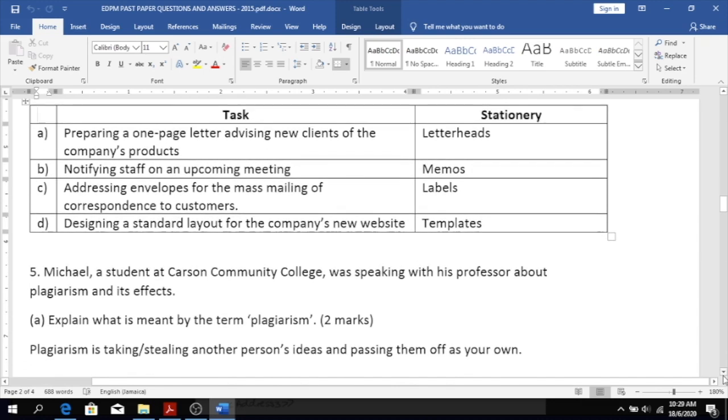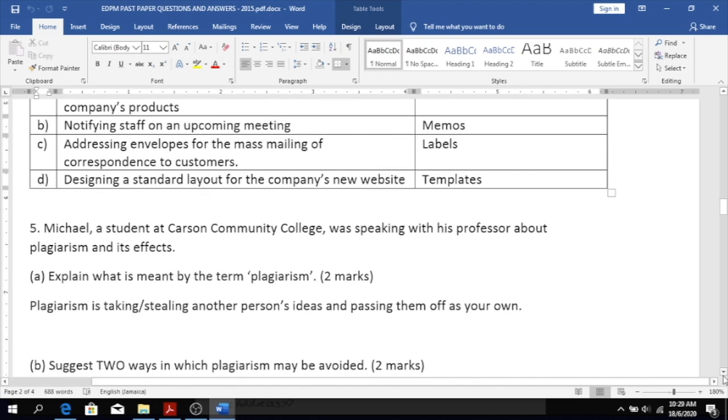Five. Michael, a student at Carson Community College, was speaking with his professor about plagiarism and its effects. A, explain what is meant by the term plagiarism. Copying someone else's work. Right, so once you produce a document that you get from someone else, or the information that you get from someone else, and you pass it off as your own, you are plagiarizing. So the term used for that is plagiarism, right? So plagiarism is taking or stealing another person's ideas and passing them off as your own.